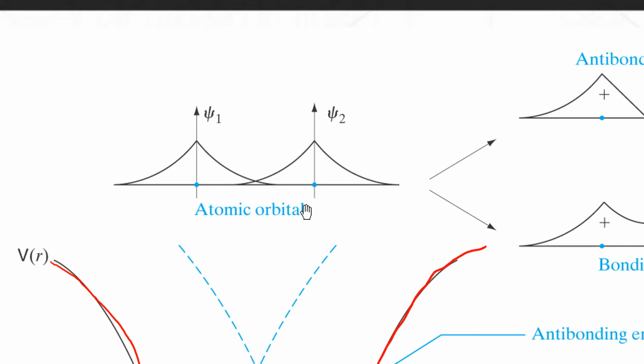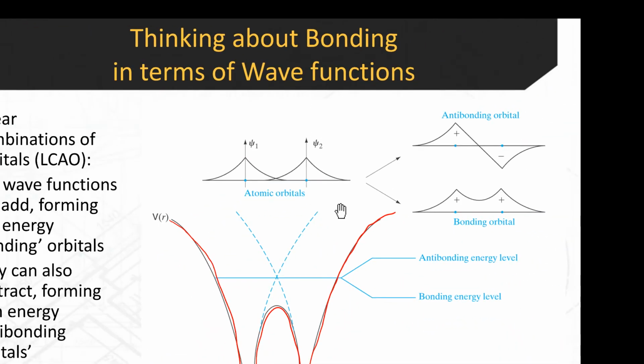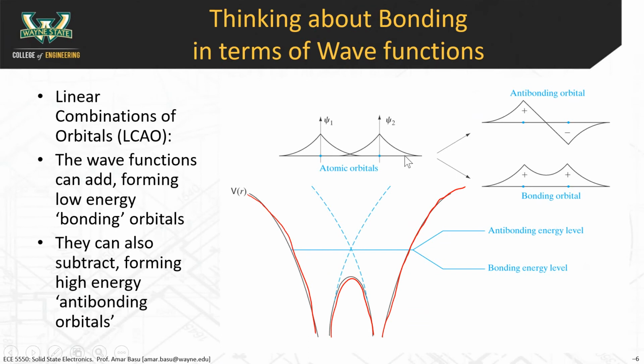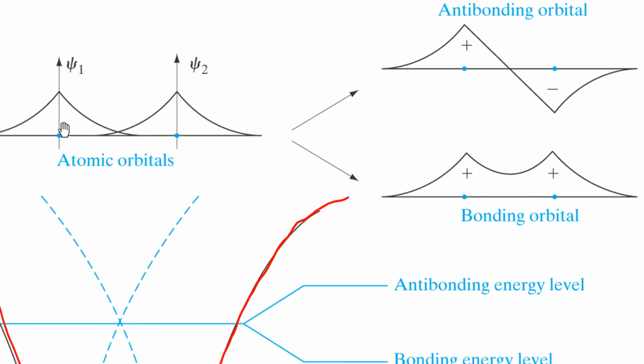And when you bring two atoms close together, the two psi functions start to overlap, and they can also be added. They call this a linear combination of orbitals. And what happens is that these wave functions can add. So if psi1 and psi2 add to each other, they form this bonding orbital. Okay. So if you add this function and this function, then you get something that looks like this.